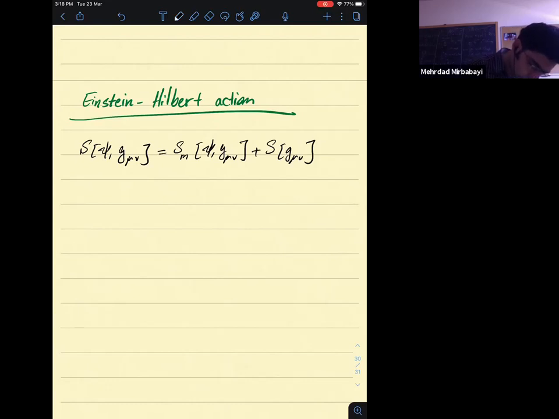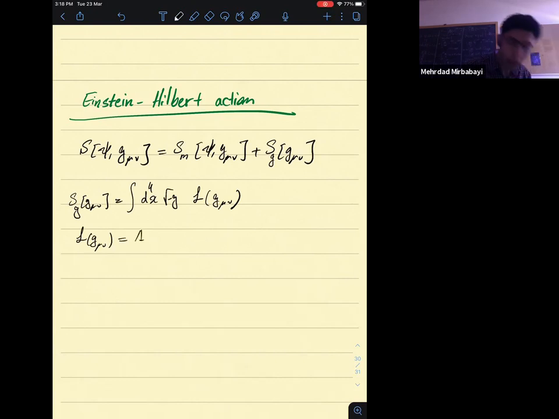Let me put some G here. So this is the gravitational part of the action. The gravitational part of the action, again, the rules are the same in the sense that I am writing d4x square root of minus g, and then a scalar that depends on the metric. Now, what are the candidates for these scalars? So this L of g mu nu can be just a constant, which is called a cosmological constant.